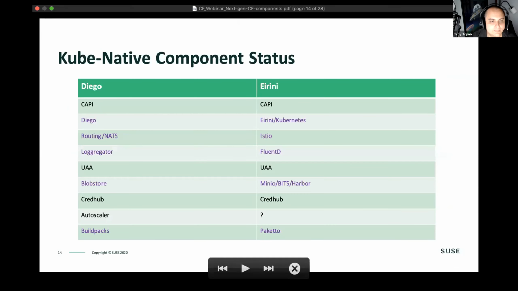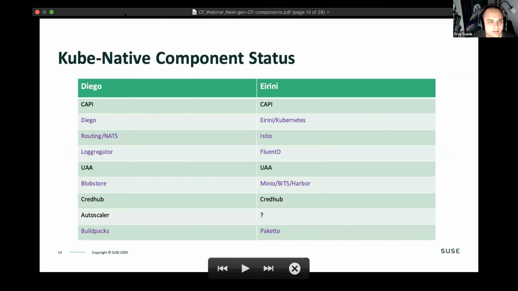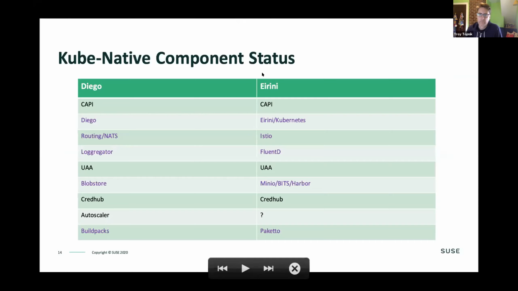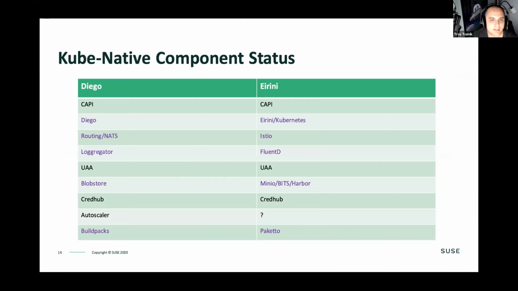Right. So a quick status of Kubernetes native components. So both in the Diego and Irene world, CAPI can be native. We have, I think, a CAPI image right now that's being deployed in CF-for-K8s. We still use the CAPI release in our setup.